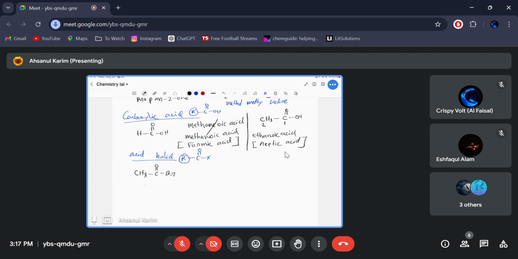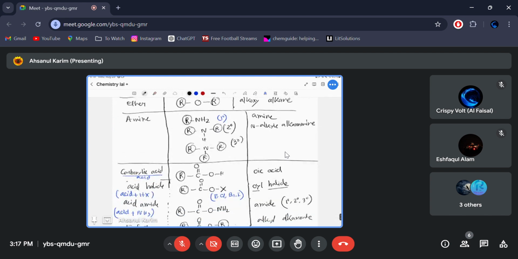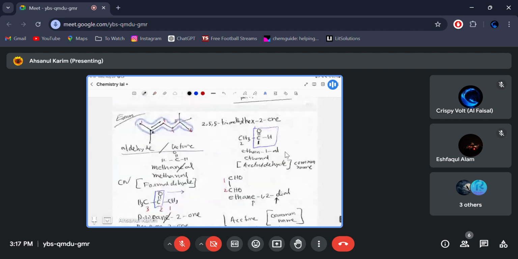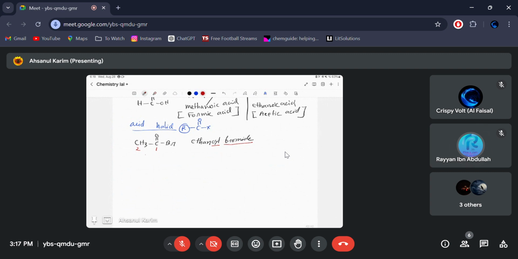What would be the name? Look at the carbon numbering. This is 1 and this is 2. So it is ethane, right? Ethanoyl bromide. Okay. Remember the naming: oyl halide. In place of halide it will become bromide, chloride, iodide and so on. So it is known as ethanoyl bromide. Oyl halide. Clear? Any issue or any confusion? No. Sure.